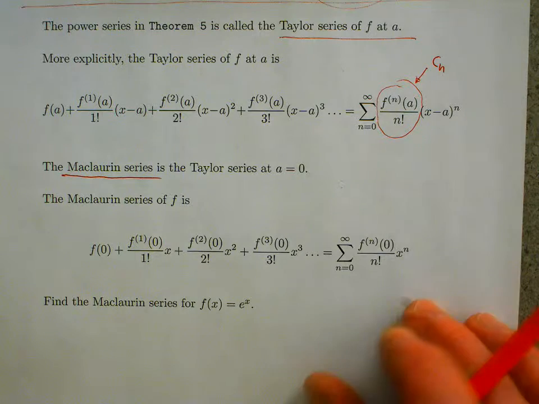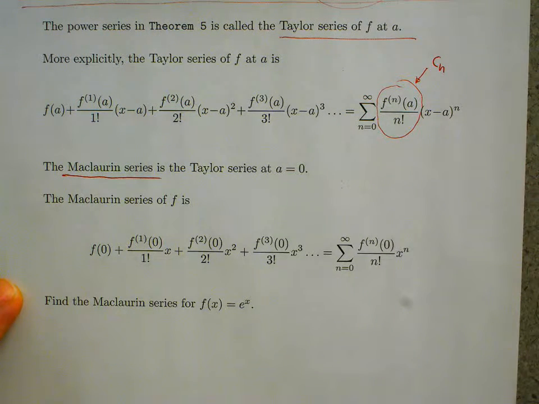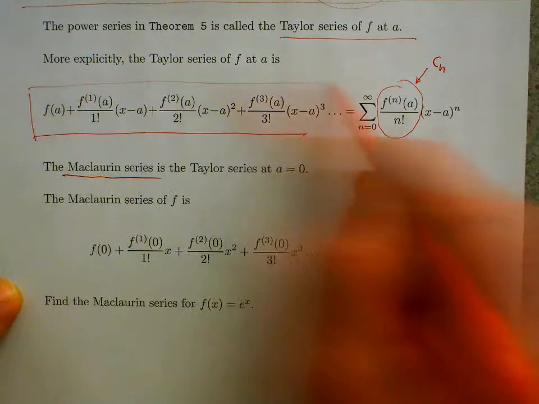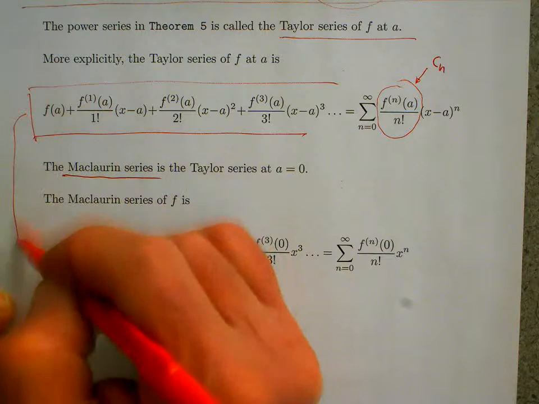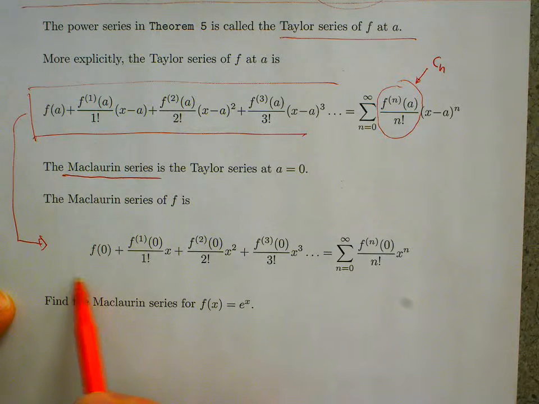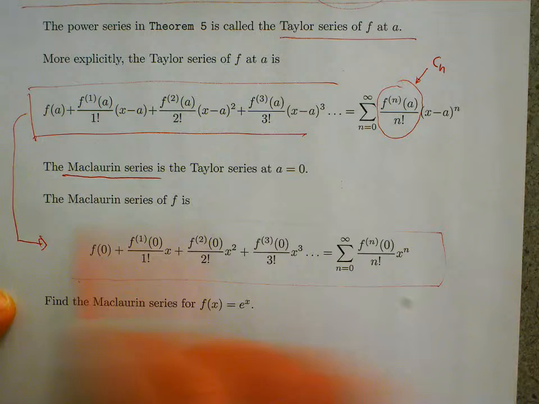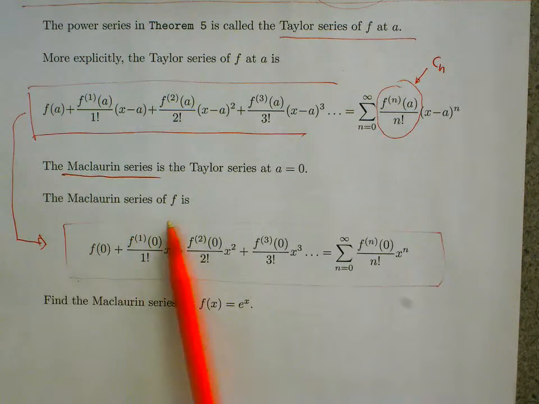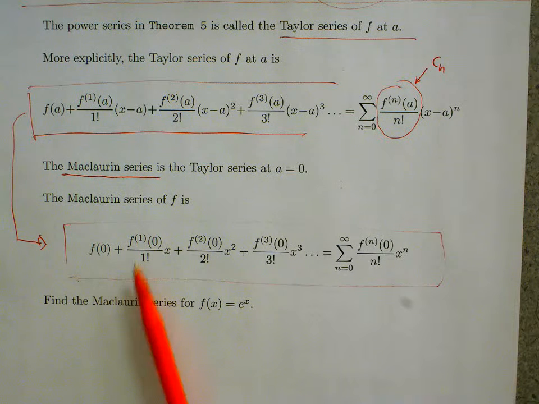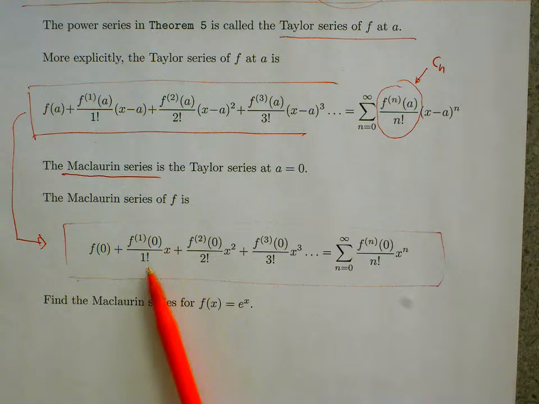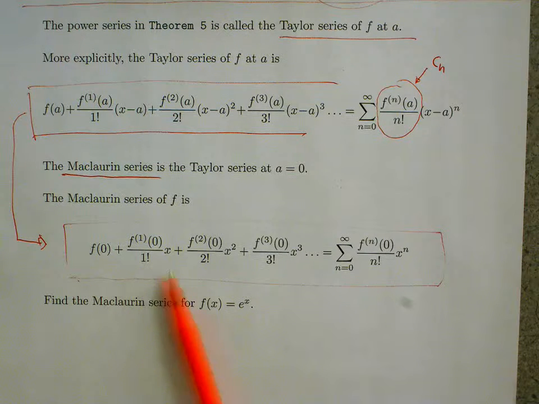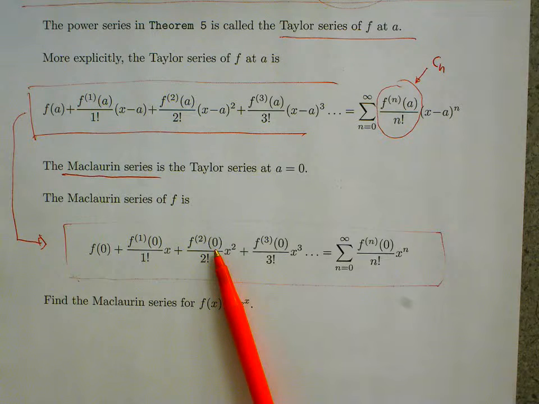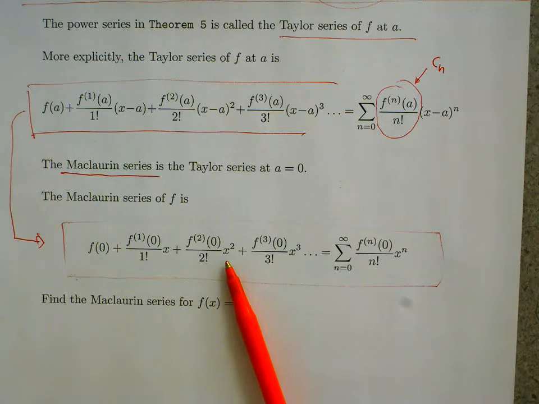Okay, so if you compare the Taylor series at a, where a could be any number, with the Taylor series at a equals 0, well, the only difference is instead of a, we're using 0. So the Maclaurin series of f is f of 0 plus the first derivative of f evaluated at 0 divided by 1 factorial times x, plus the second derivative of f evaluated at 0 divided by 2 factorial times x to the second, and so on.